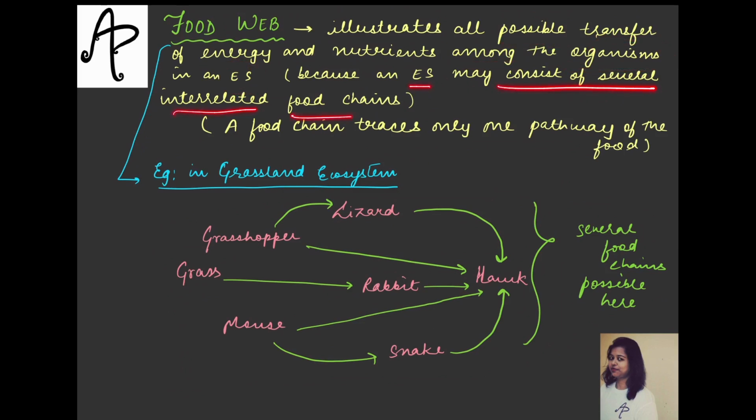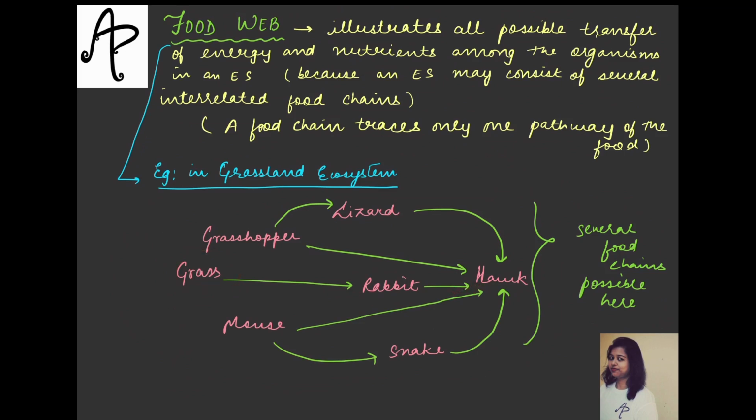because an ecosystem may consist of several interrelated food chains, and this is what we need to remember, that it will not happen that the ecosystem will have just one kind of food chain. ये तो होगा ही नहीं. So it will have several interrelated food chains, and that entire structure will be called a food web, which will have several food chains within it. So for example, in a grassland ecosystem, we can have different permutations and combinations. For example, the one that we just saw, one food chain, grass being eaten by rabbit, being eaten by hawk. Take it done.